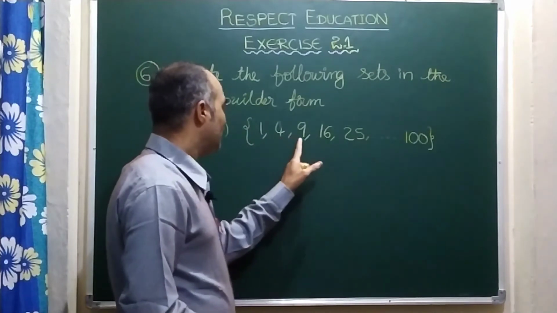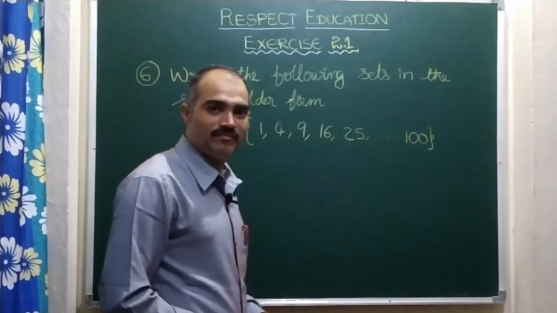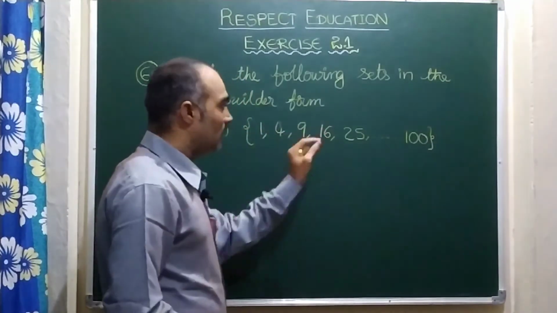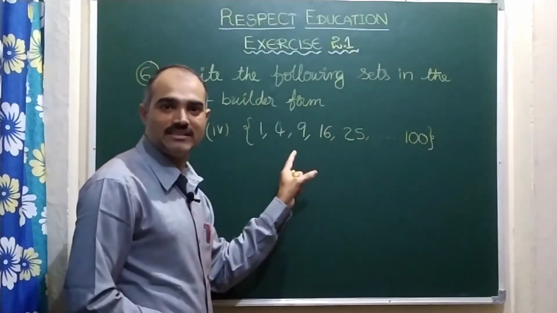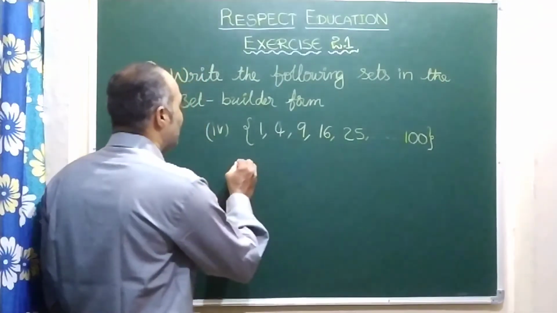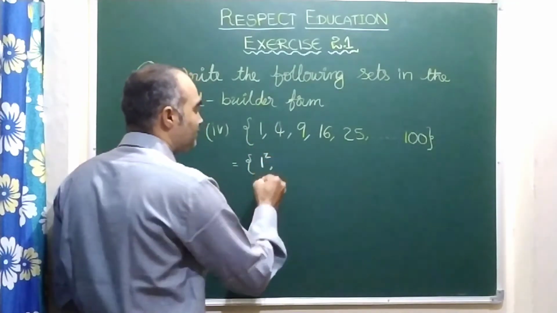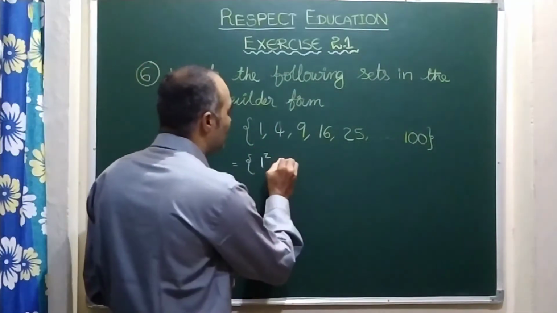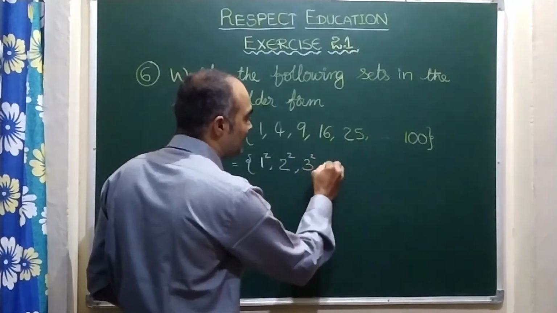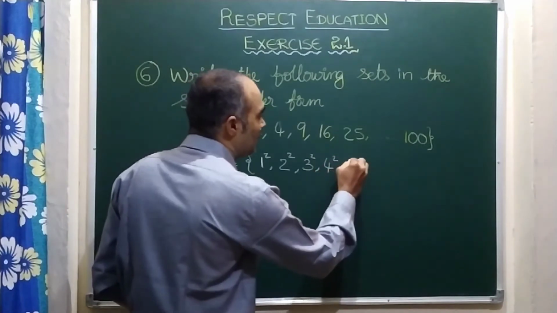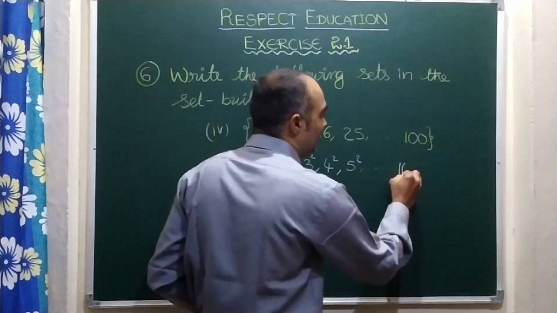1, 4, 9, 16, 25, so on, 100. Try to find the common property, children. Here these are all perfect squares, right? So here we can write 1 as 1 square, 4 as 2 square, 9 is 3 square, 16 is 4 square, 25 is 5 square, so on, 100 is 10 square.